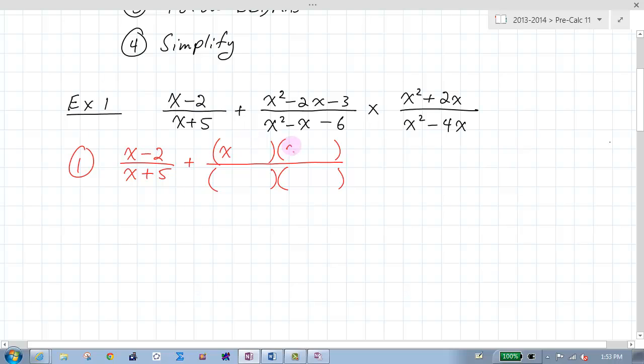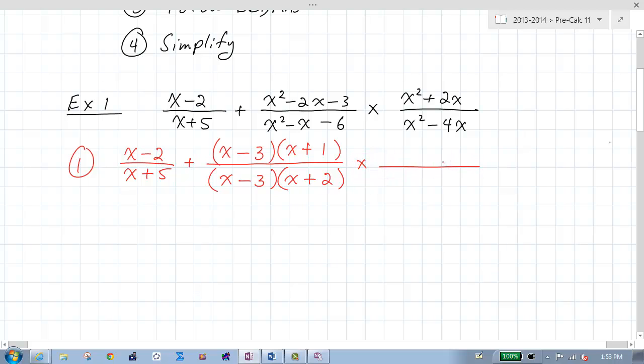Okay, what two numbers multiply to make negative 3 and add up to make negative 2? How about negative 3 and positive 1? We do the same thing for the denominator. We go, okay, what two numbers multiply to make negative 6 and add up to negative 1? Okay, how about negative 3 and positive 2?